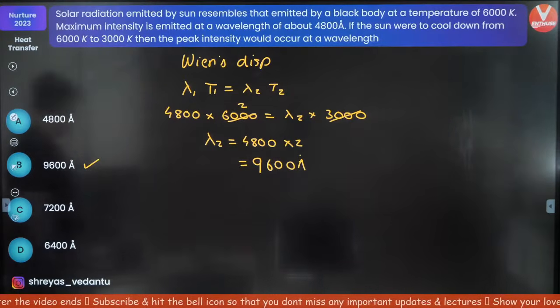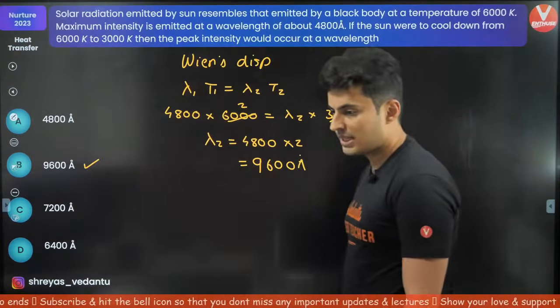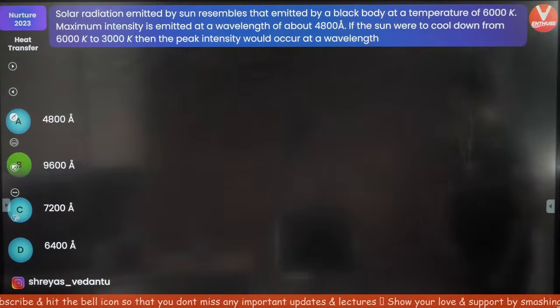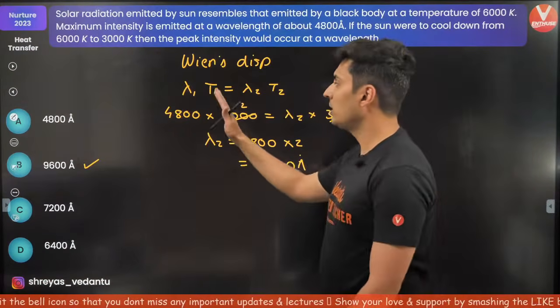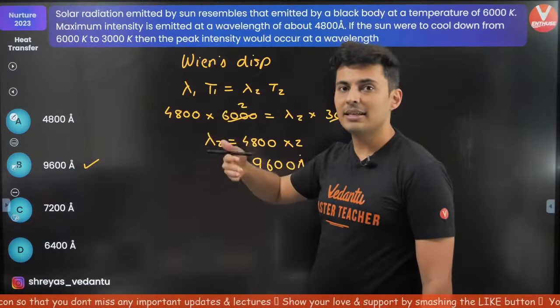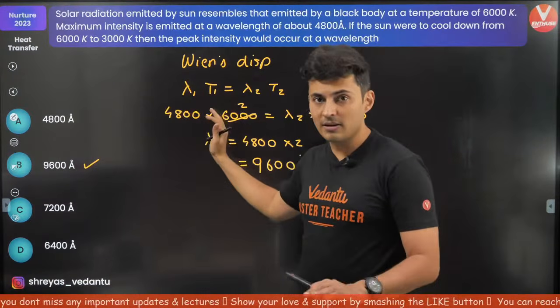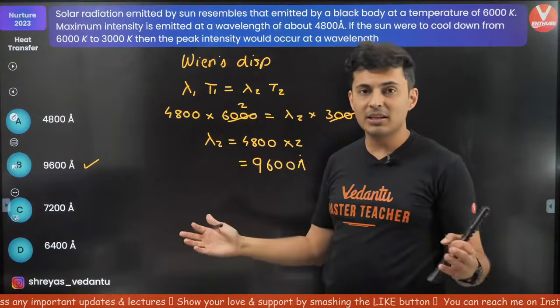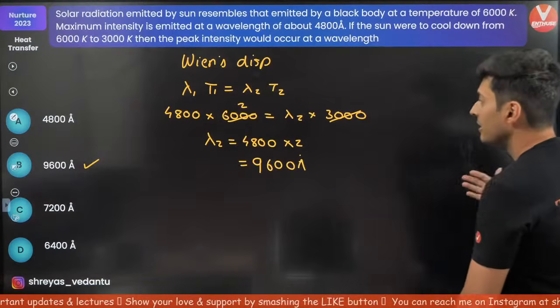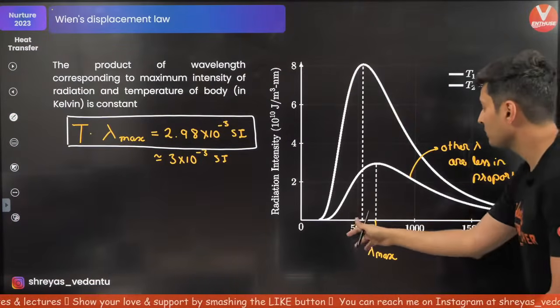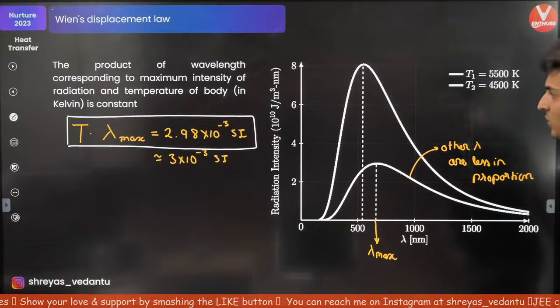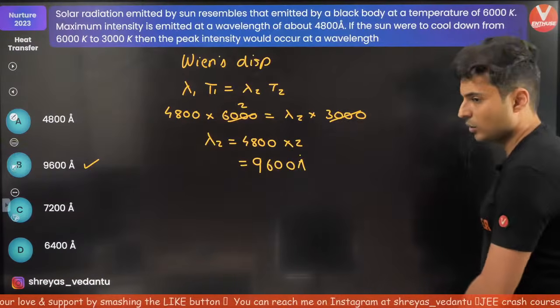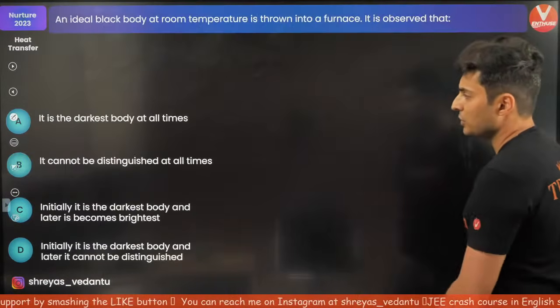I hope this is clear, my warriors. Yes, it is option B. So what have we done? We have just thought about the maximum intensity being at a certain wavelength at a certain temperature. When you change the temperature, the maximum intensity will be at a different wavelength. So this peak will shift. That's what happens. Option B. Moving on to the next question.